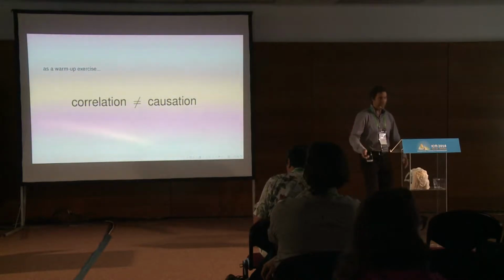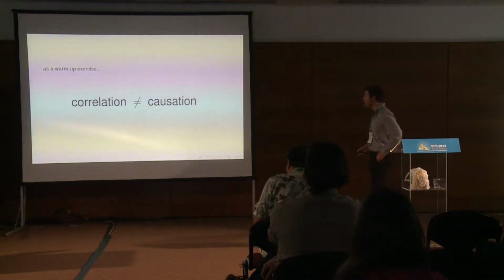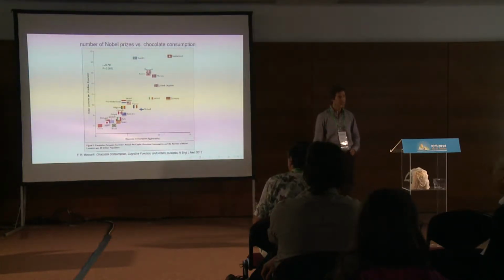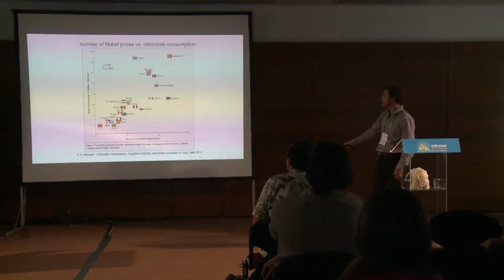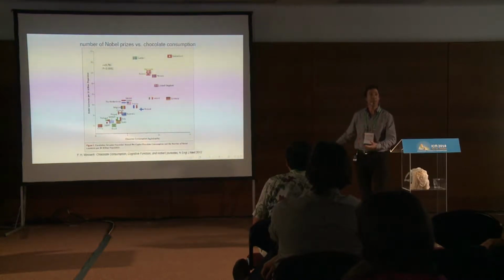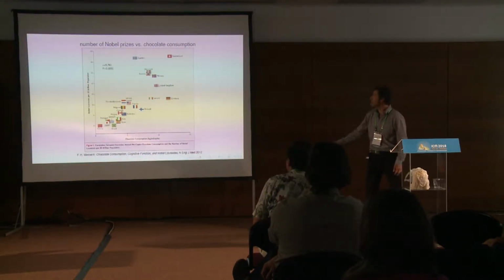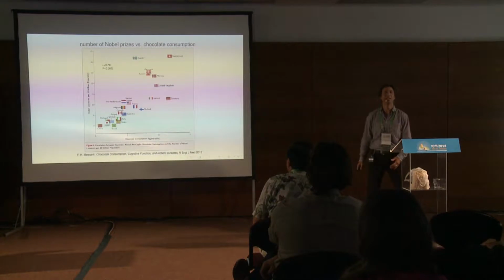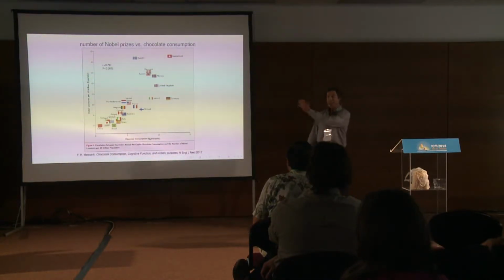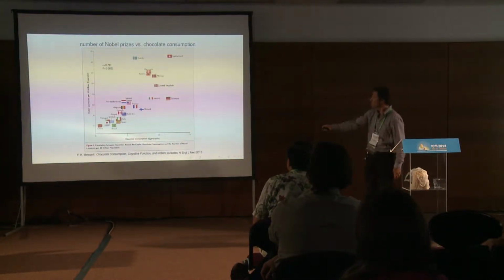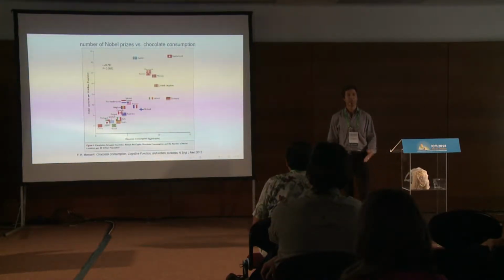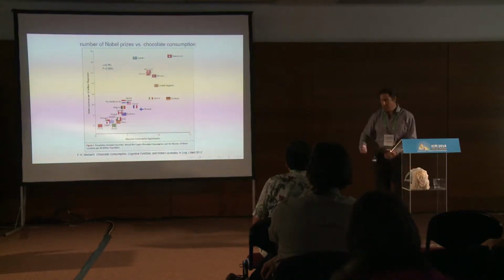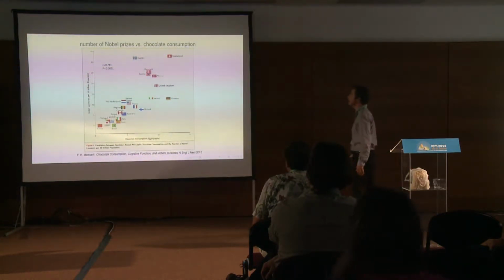I'm a statistician. I show you some real data, and here is a real data analysis. On the x-axis, you see chocolate consumption in kilograms per year per capita, and on the y-axis, you see the number of Nobel laureates per 10 million population. And you see almost a perfect correlation here. The empirical correlation is 79.1%.